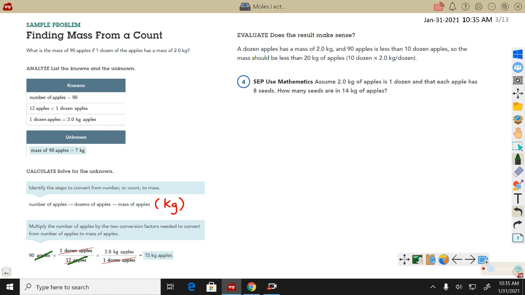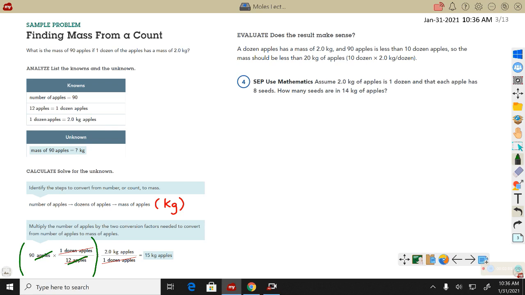Right there, if you took 90 divided by 12, that would tell you how many dozen. If you wanted, you could stop there. But that's not really the final unit that I want. The unit that I didn't cross off initially would be dozen apples. So 90 divided by 12 would tell me how many dozen, but then I want to turn that into kilograms, or mass.